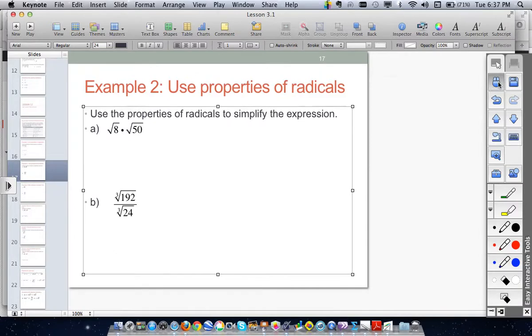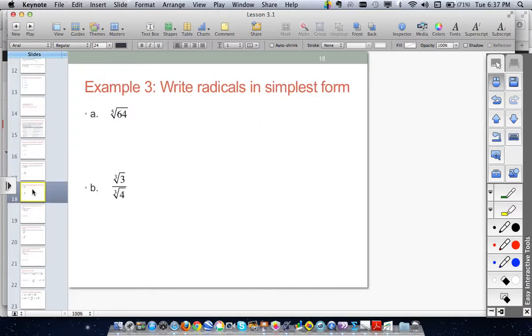Alright, and moving on to our third example. And this will finish it up for us for part 1. Don't want to put too much on at one time. So example 3, writing radicals in simplest form.